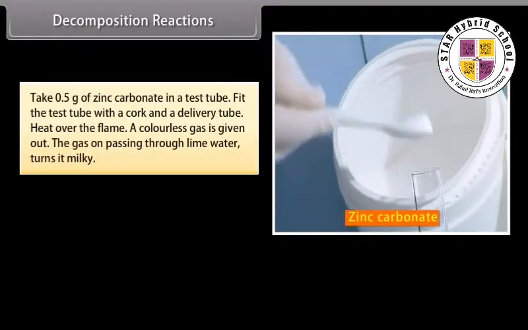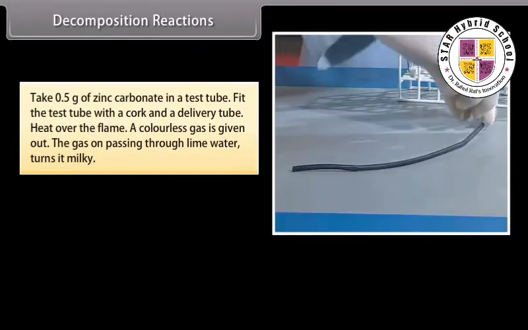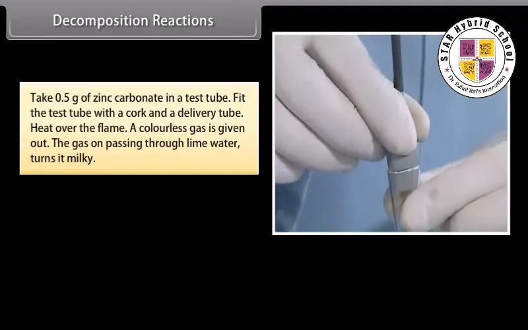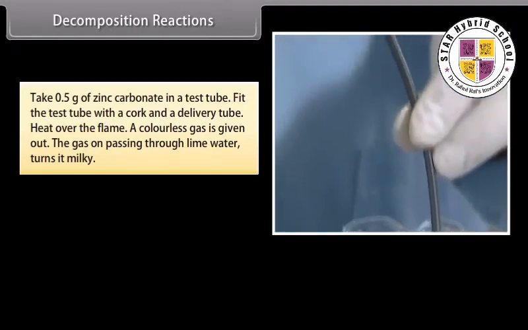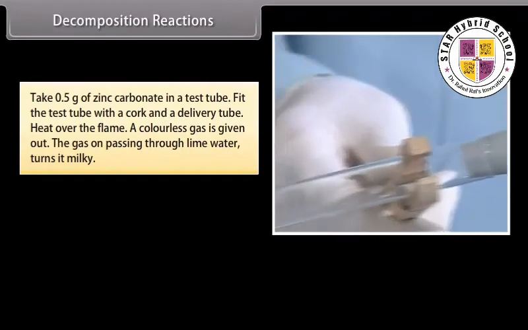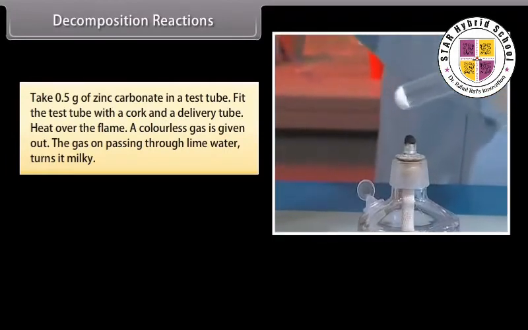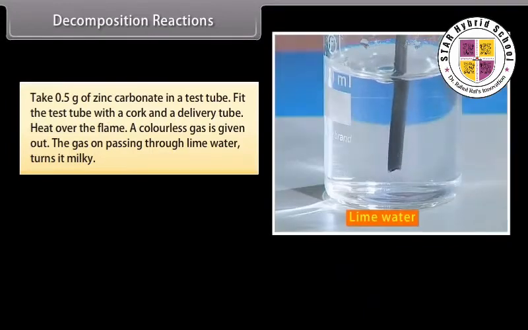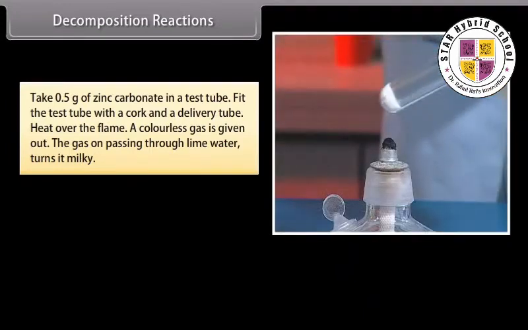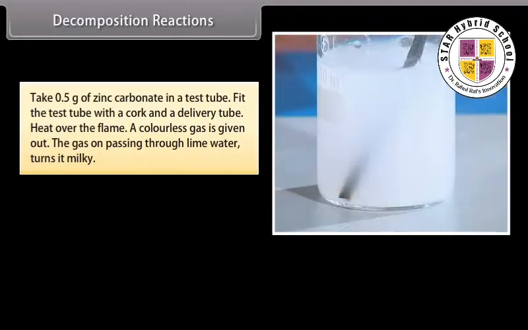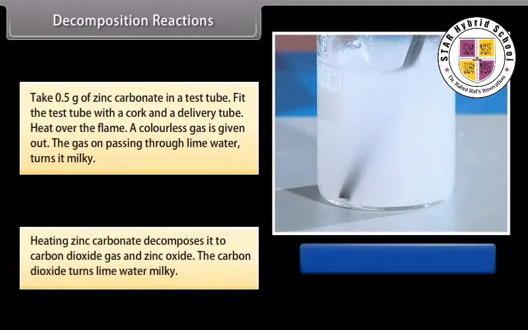Take 0.5 gram of zinc carbonate in a test tube. Fit the test tube with a cork and a delivery tube. Heat over the flame. You will see a colorless gas is given out. The gas, on passing through lime water, turns it milky. Heating zinc carbonate decomposes it to carbon dioxide gas and zinc oxide. The carbon dioxide turns lime water milky.